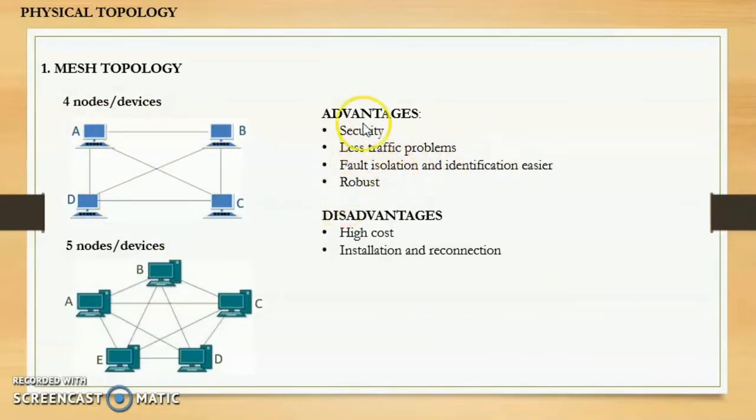The last advantage is that mesh topology is robust. Say for example, A wants to send data to C, and suppose this particular link fails, that is, from A to C the link fails. Then A can send data to C using any other path, that is, it can send this way using the A, B, C path, or it can send using the A, D, C path or any other path available. So which means that if any particular link fails, the entire network won't be affected.